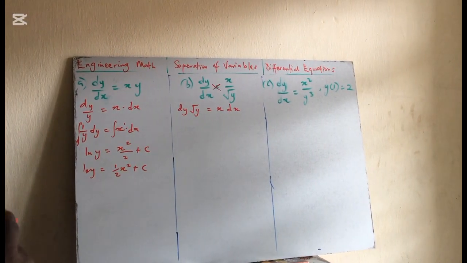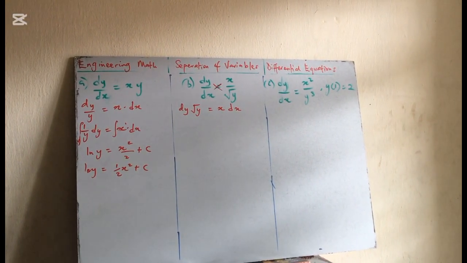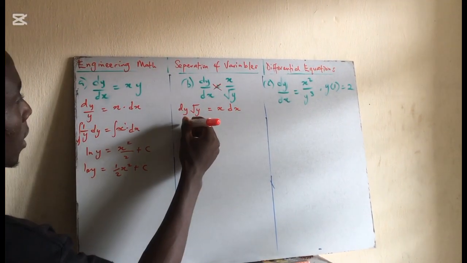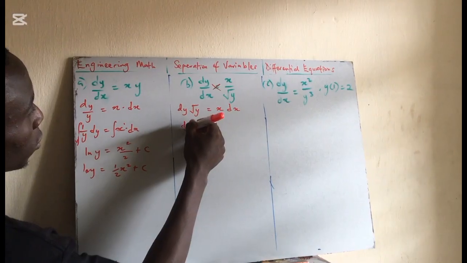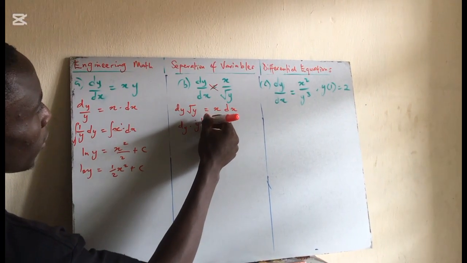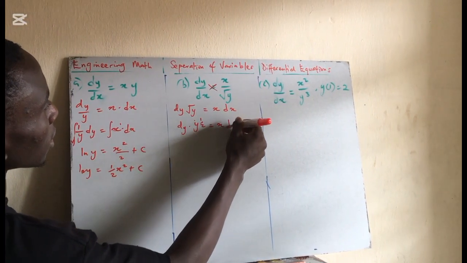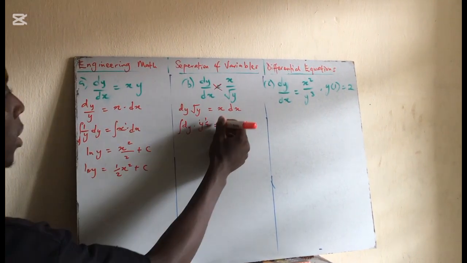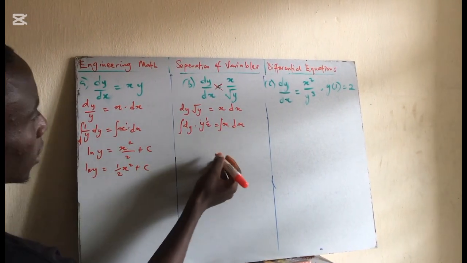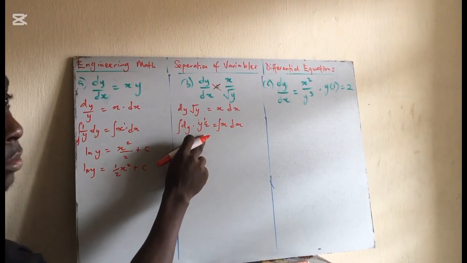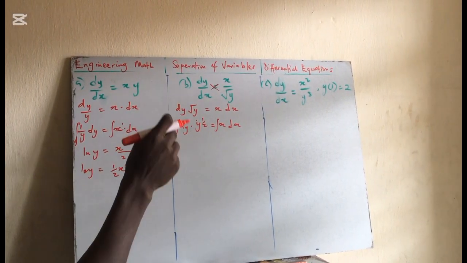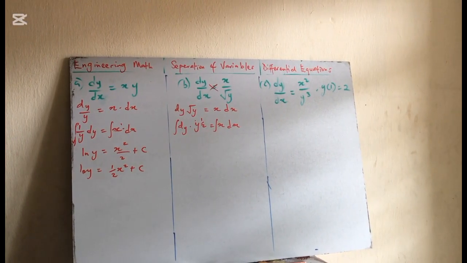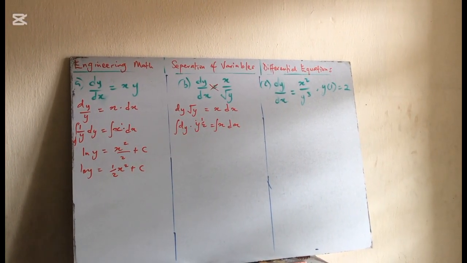And what is root y? Root y is y raised to power half. So if you are going to solve that, you can just write dy y raised to power 1 over 2 equals x dx. And from there, you can integrate both sides as usual. If you integrate this, that will be y raised to power 1 over 2. You add 1 to the power, and that will be 3 over 2.